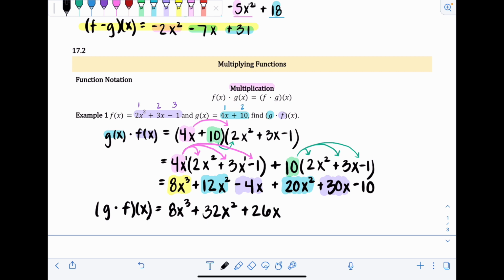And then last, I just have that -10 at the end, and that's my only constant term, the one that doesn't have a variable. So I would just bring it down. It wouldn't be able to combine with anything. So altogether, I have g times f of x equals 8x to the third power, or 8x cubed, plus 32x squared plus 26 minus 10. Sorry, plus 26x. I don't think I said that. I'm going to say it one more time. So g times f of x equals 8x to the third power plus 32x squared plus 26x minus 10.